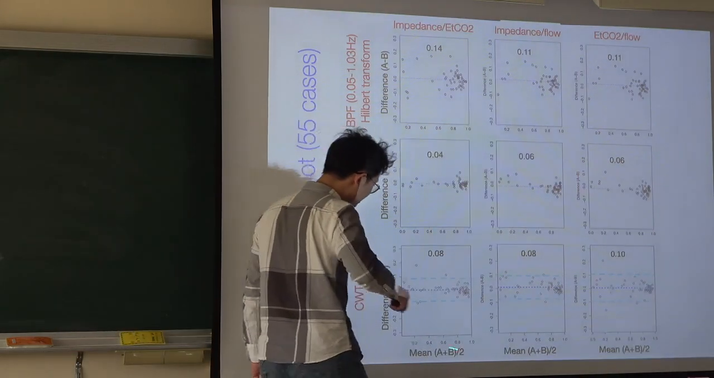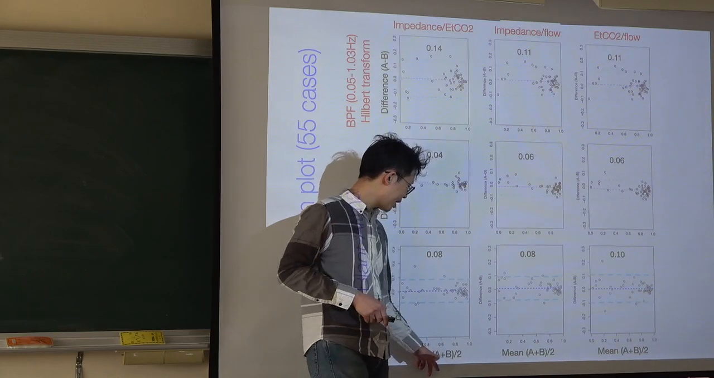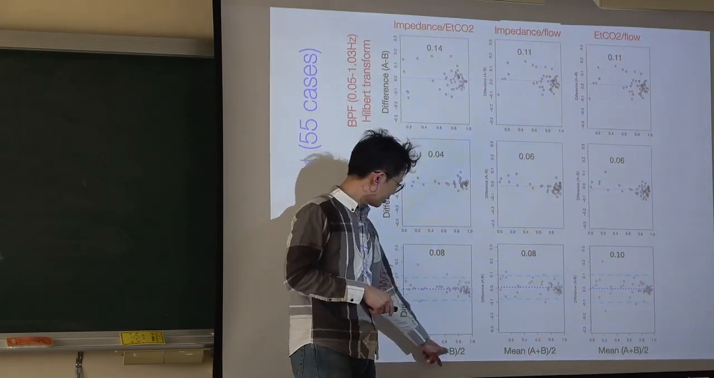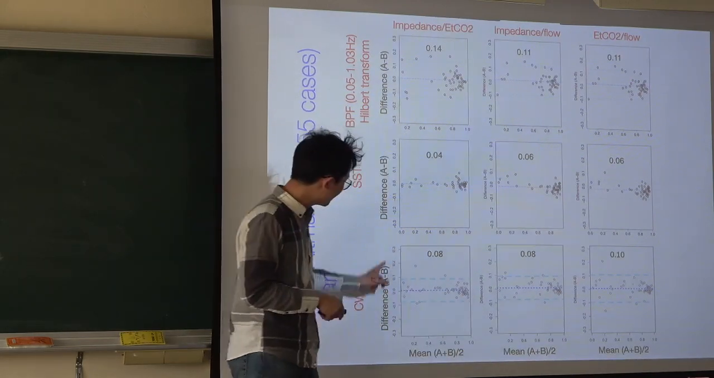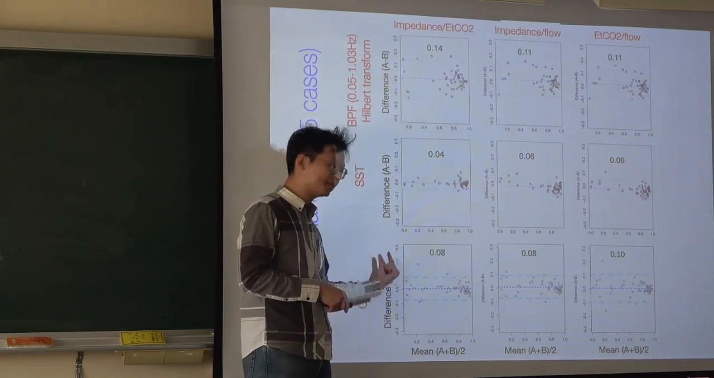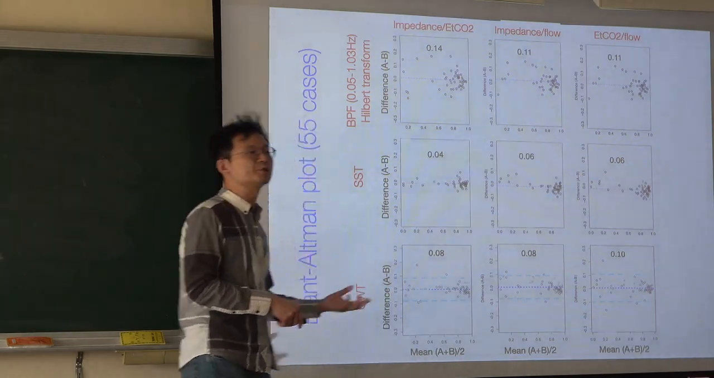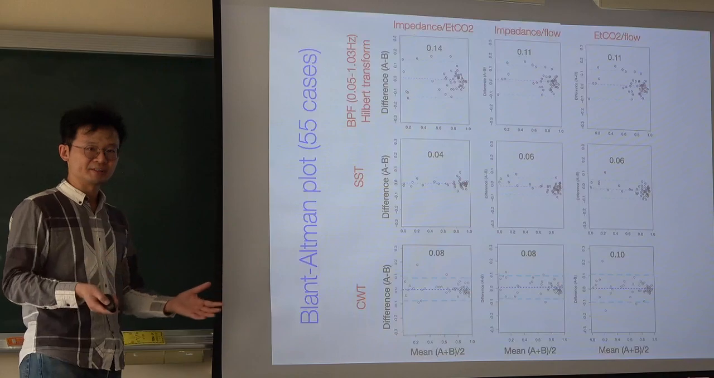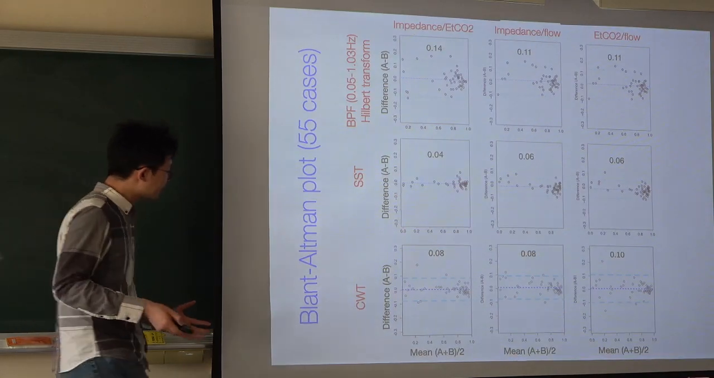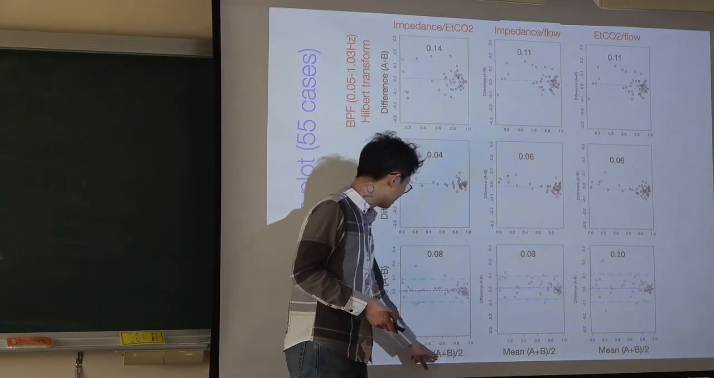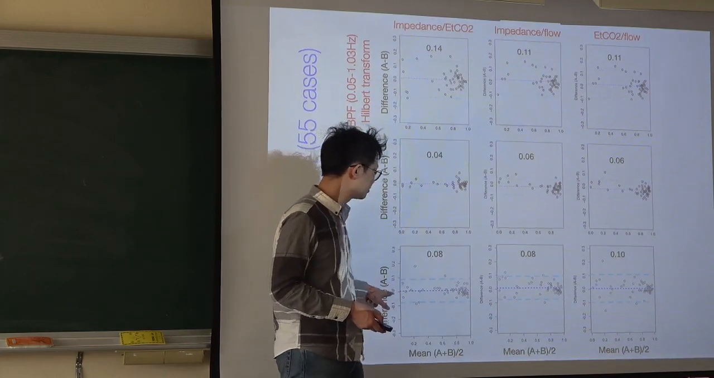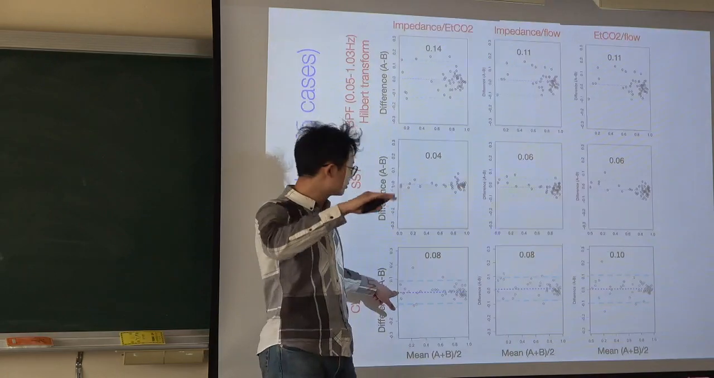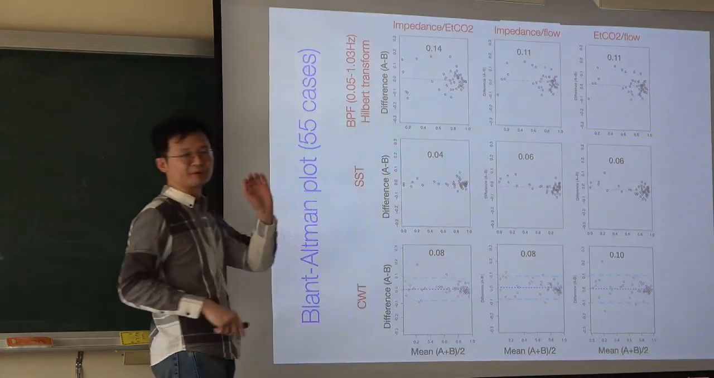in the x-axis, you just show the mean value, (A plus B)/2, of 2 measurements, 2 instruments. You just evaluate the mean. And in the y-axis, you plot the difference. The ideal situation is the 2 instruments are perfectly equivalent. Then, no matter what A and B are, you should see the difference will be 0. So you should get a perfect horizontal line at 0. That is the perfect situation.